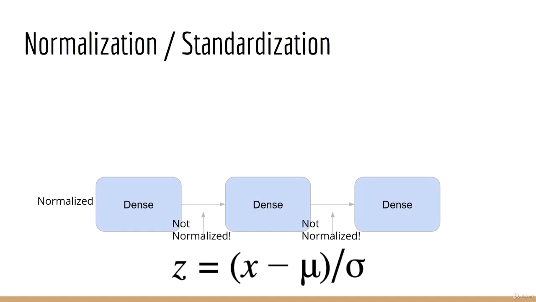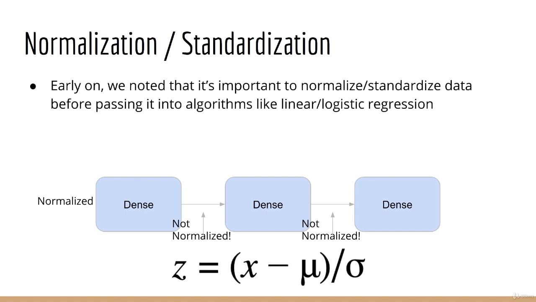In this lecture, we are going to introduce a new type of layer, which has been shown to be very helpful in training convolutional neural networks. Here's something to consider. Recall that early on, we looked at why it's important to normalize your data before passing it into a model such as linear regression or logistic regression. We do this by subtracting the mean and dividing by the standard deviation.